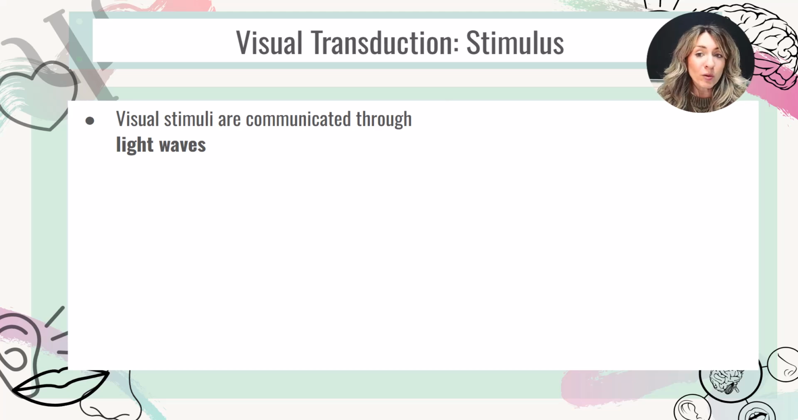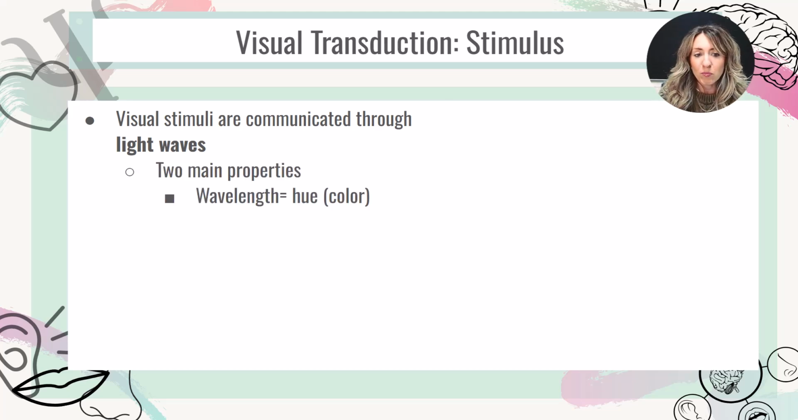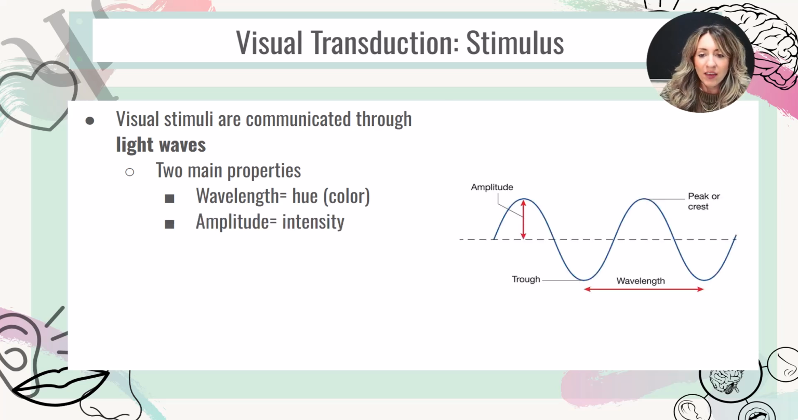All right, so starting with the stimulus that our eye uses: visual stimuli are communicated through light waves. And light waves, like sound waves, have 2 main properties. They have a wavelength and they have an amplitude. If you look at this visual, it demonstrates that the amplitude is the height and the wavelength is the length of the wave. And when we look at color, the hue, so the blue, the green, the red, the yellow, that's determined by the wavelength. So blue is a different wavelength than red, which is different from yellow, etc.